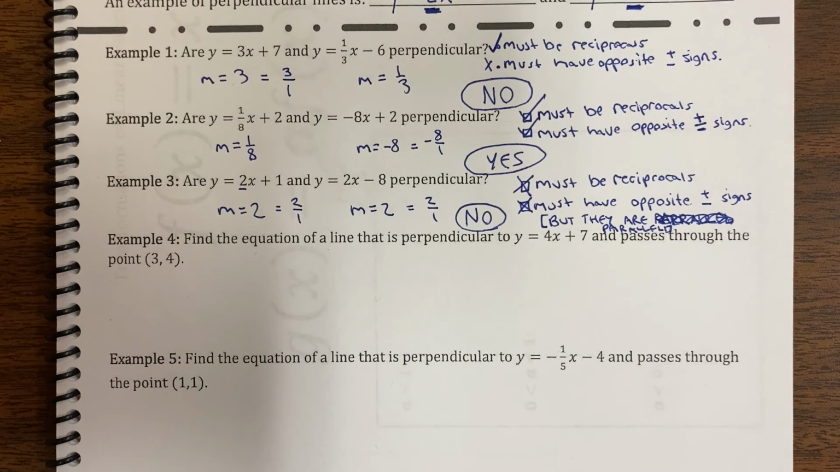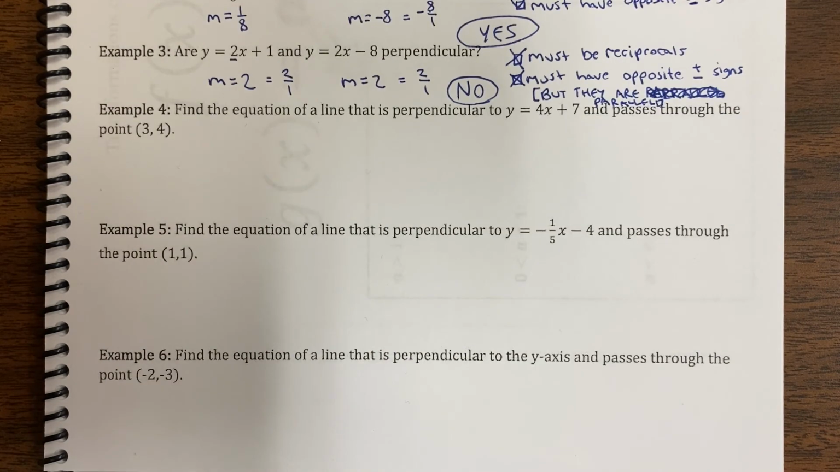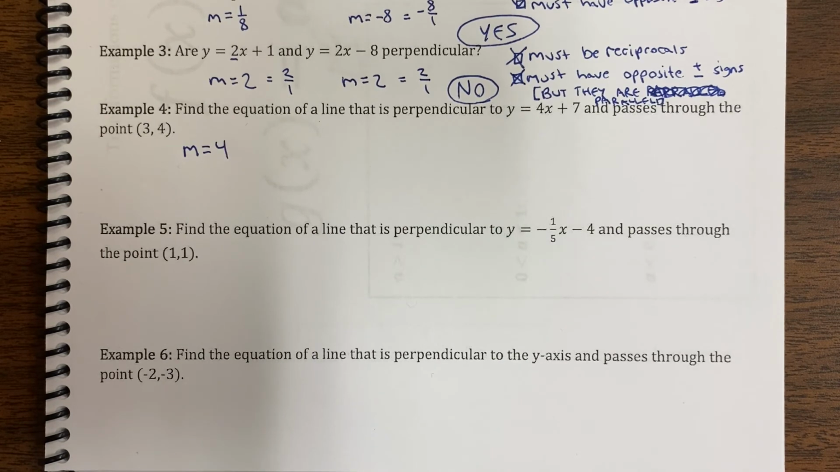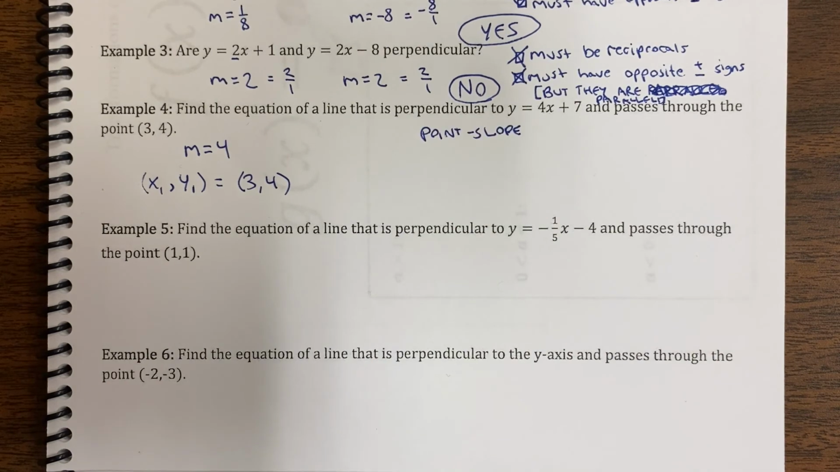Let's look at example 4. We're going to find the equation of a line that is perpendicular to y equals 4x plus 7 and passes through the point 3, 4. The slope of this equation is 4, and the point they gave us is 3, 4. Since we have the slope and the initial point, we're going to write this equation in point-slope form. Remember, that's y minus y1 equals m times x minus x1.